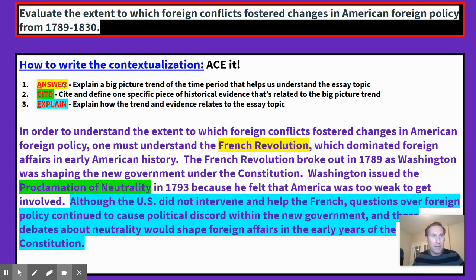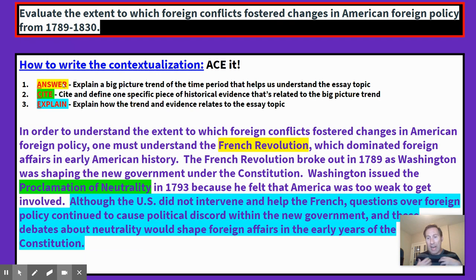So if our question is, evaluate the extent to which foreign conflicts fostered changes in American foreign policy from 1789 to 1830, we need to ask ourselves, okay, what is happening either during or before this time period that is helping us understand the changes that we're going to talk about in this essay?